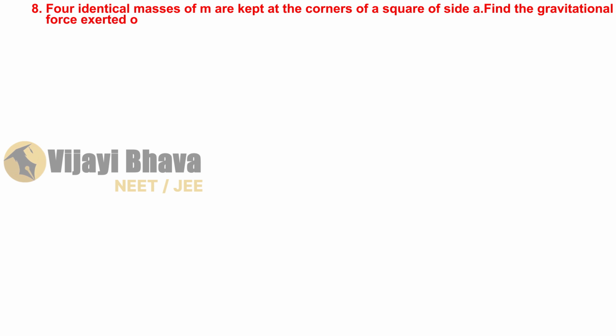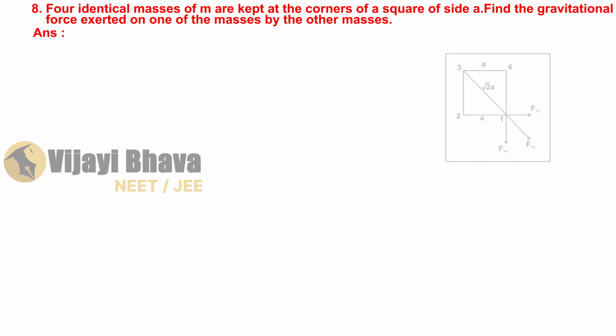4 identical masses of M are kept at the corners of a square of side A. Find the gravitational force exerted on one of the masses by the other masses. The solution: let us consider a square like this. These are the 4 sides of the square. It is given that masses of equal magnitude are placed at the 4 corners of the square. So let us calculate the force between the first and the second body, given by F of 1 2 is equal to GM square by a square.